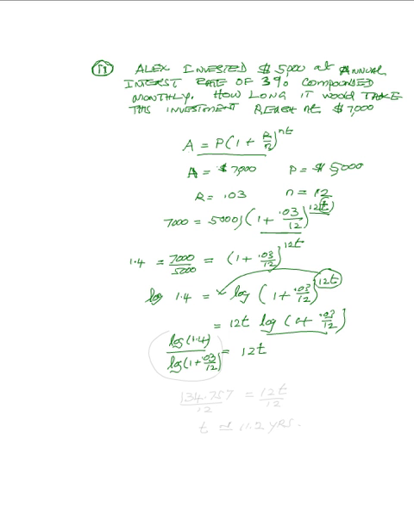Now, if you use your calculator and calculate this quantity here, it will be equal to somewhere close to 134.757, I think, if my calculation is correct, equals 12t. Now, if you need t, you have to divide both sides by 12. So t will be approximately equal to something like 11.2 years. So this example clearly indicates how to solve an exponential equation in a real world situation and find answers.